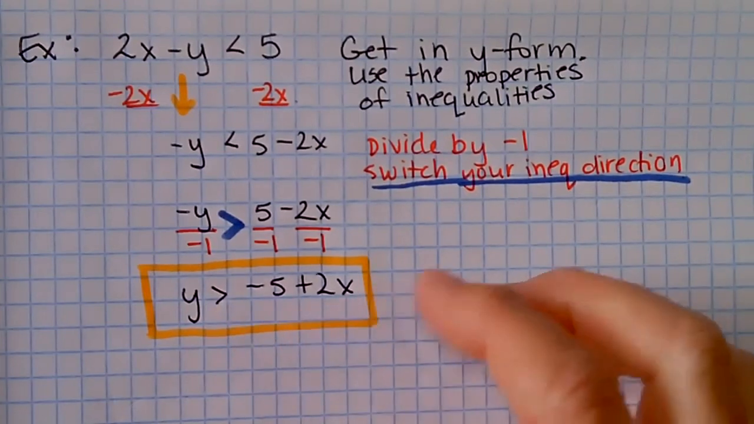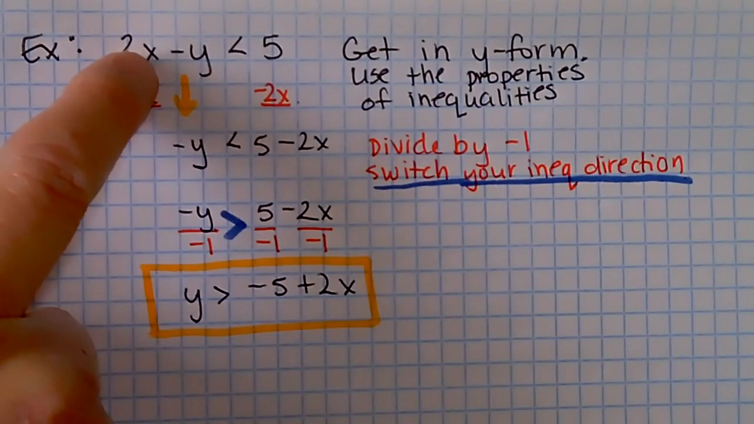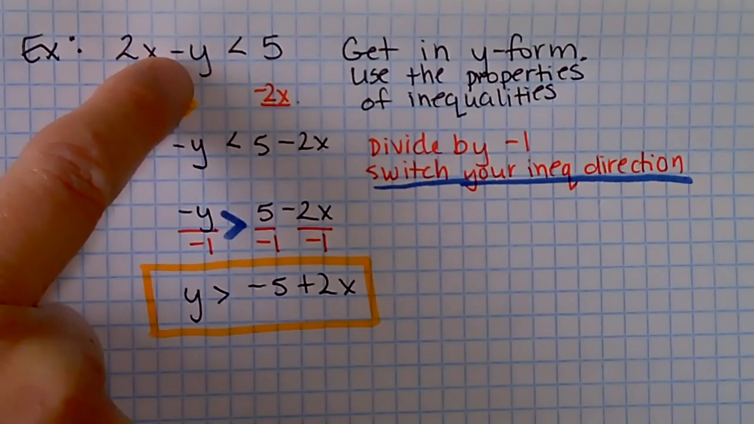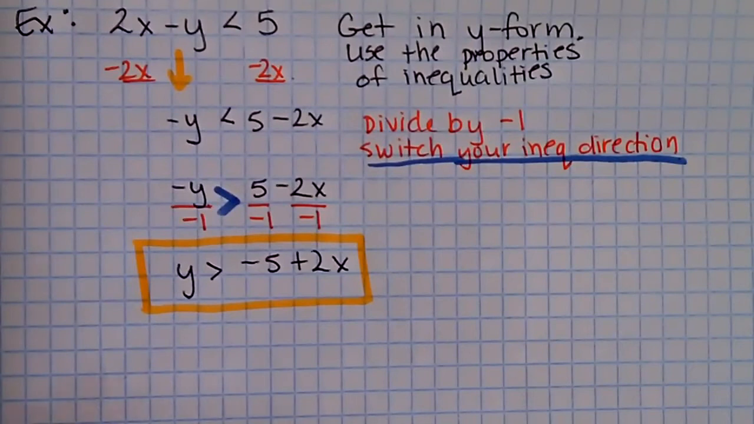The trick really is to look at what's happening to the y. The x you're going to add or subtract. That's never going to change the direction of your inequality. What's going to change is if you divide or multiply by a negative. And in this case, since this is a negative in front of my y, I'm going to divide and it's going to switch. If this had been a positive in front of my y, it would have stayed. That's where I kind of pay attention when I'm doing these.